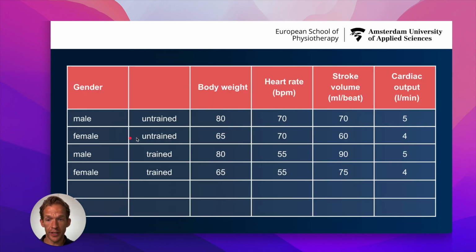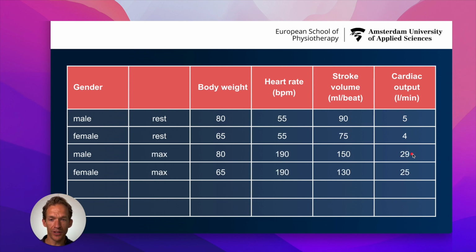So here you can see in this table a comparison between untrained and trained values, where you see that heart rate multiplied by stroke volume will give you again that same cardiac output as before. And here you can see that for a trained male person, you would expect the resting heart rate to be lower because of a higher stroke volume, but still at rest the same cardiac output.